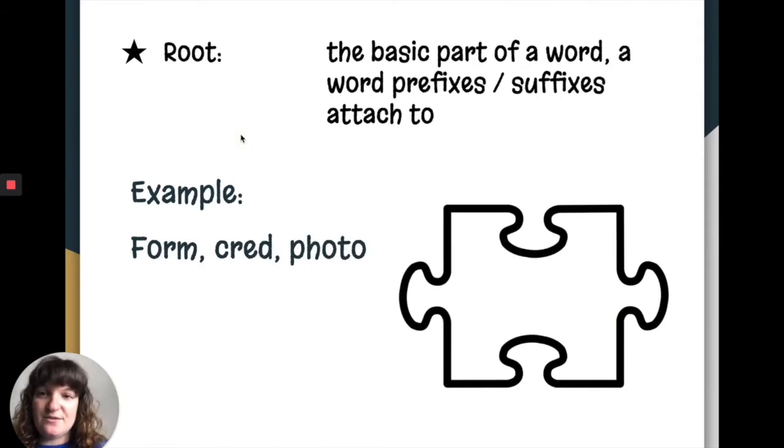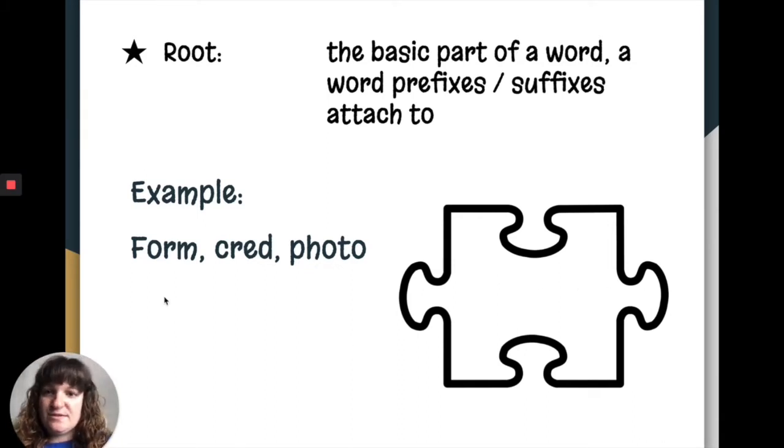When we break down our word parts, the first part of a word is the root, the basic part of a word to which prefixes and suffixes can attach. If you imagine the word in the shape of a puzzle piece, the root has these outy pieces on the side, right? They can attach into something else. So the word root can be attached on the front or the back end.